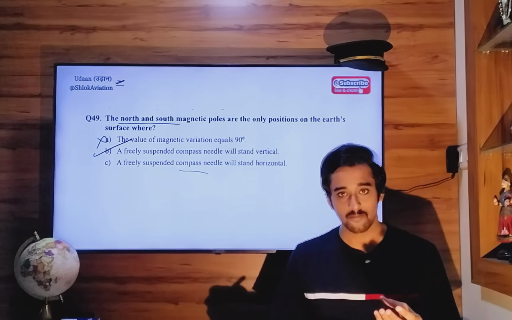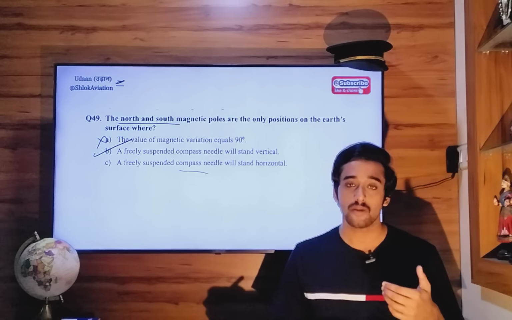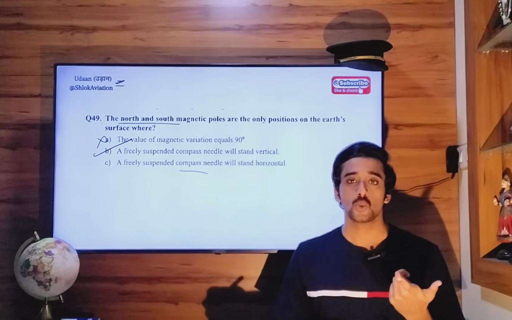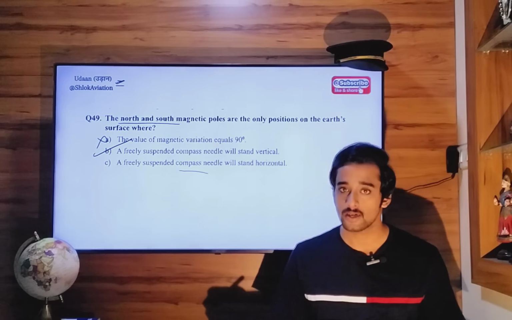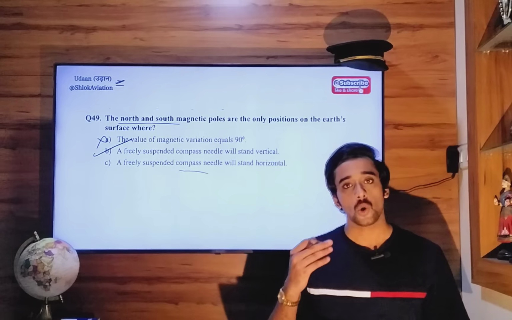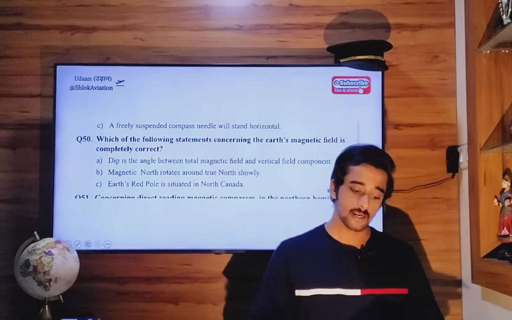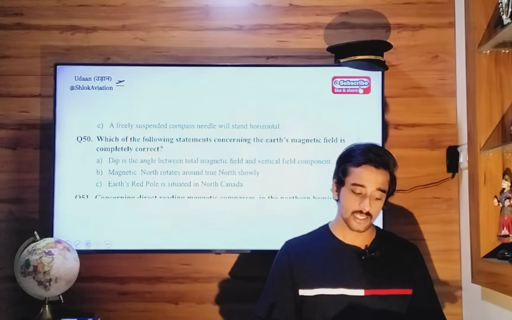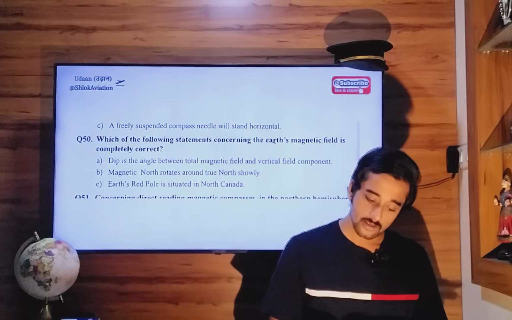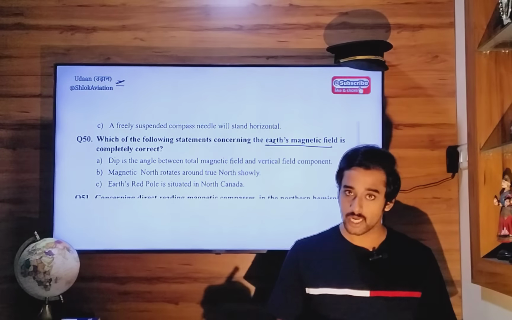So the north pole of the magnet will get attracted towards the south magnetic pole, and the south pole of the magnet will get attracted towards the north magnetic pole on the earth. So that's why we say a freely suspended magnetic needle will always seek the north and south direction. 50. Which of the following statements concerning the Earth's magnetic field is completely correct? So Earth's magnetic field, right? Dip is the angle between the total magnetic field and the vertical field component.